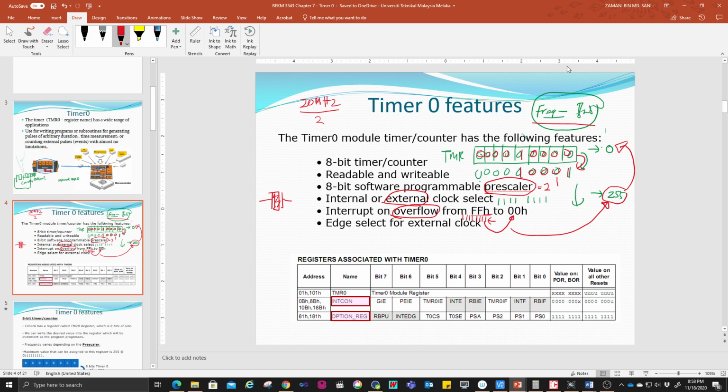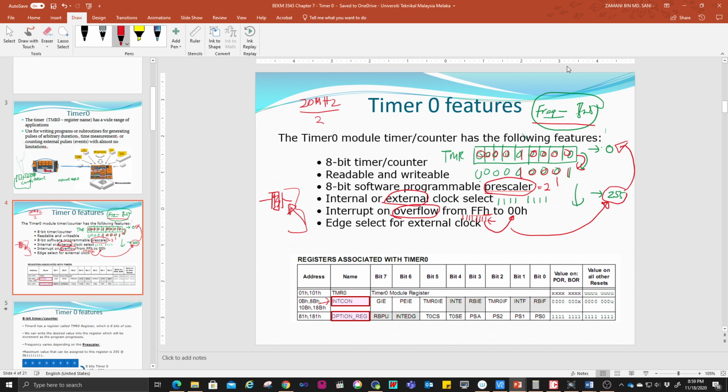So anyway, we just proceed. So this is the select for external clock. We are going to talk about the counter. I'm not going to touch this one. So the registers associated with timer 0. There are two registers related to timer 0. Last time we learned about the INTCON, which is the interrupt control register. If you can remember, this is the register where you need to set if you want to use any of the interrupts. So we had 3 interrupts last time.